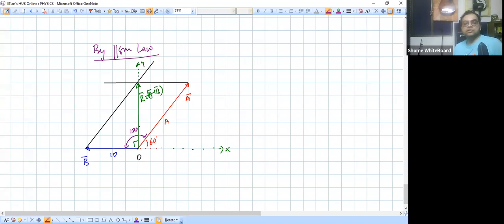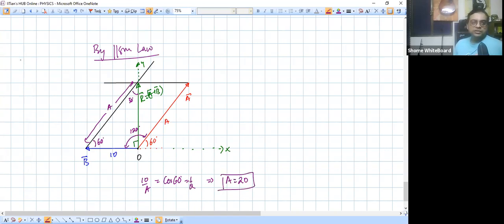120 degrees. Okay. So that means this angle is how much? It is 30 degrees. And this angle is how much? It is 60 degrees. Okay. So now you can see that this side is also A in magnitude, same as this side. So 10 by A should be equal to cos 60. So that is half. So that means A is equal to how much? 20. So you can also do this question by this method.